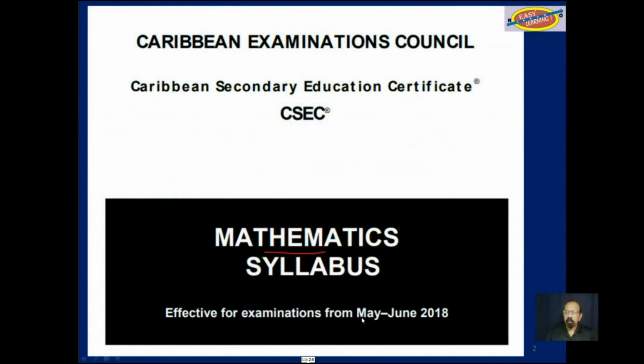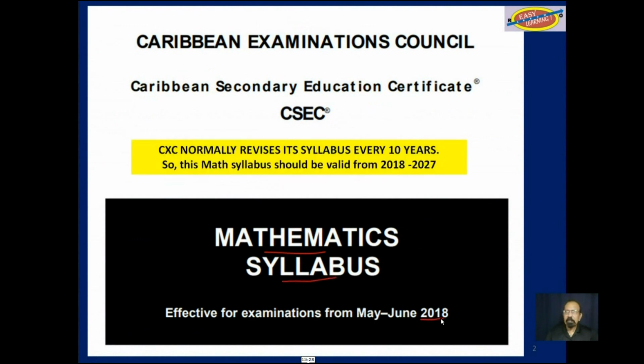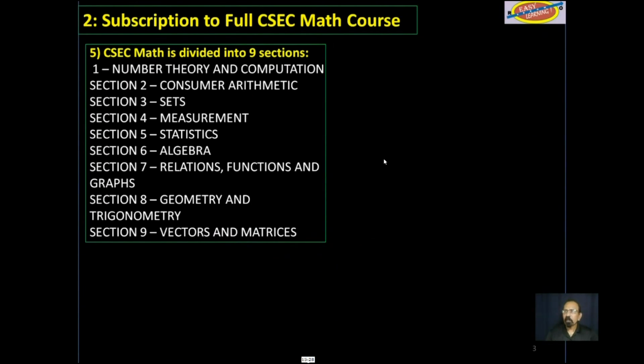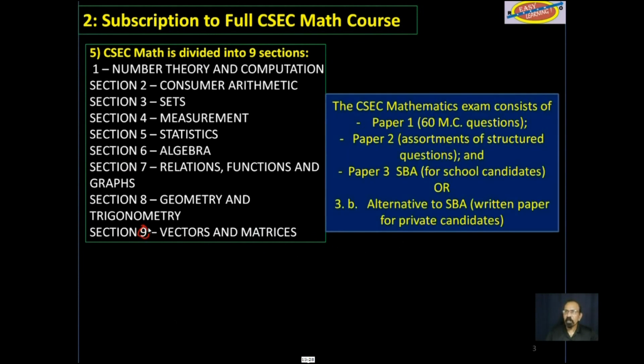We are looking at the mathematics syllabus CSEC, effective 2018 and running up to 2027. Just a reminder that the syllabus is divided into 9 sections. The exam is made up of Paper 1, 60 multiple choice questions; Paper 2, an assortment of structured questions; and Paper 3, which, if you are in school, would be the SBA, and if you're not in school, will be an alternative to the SBA.